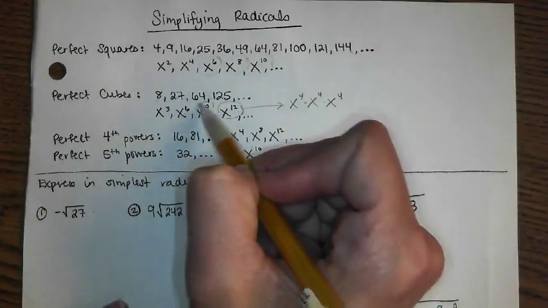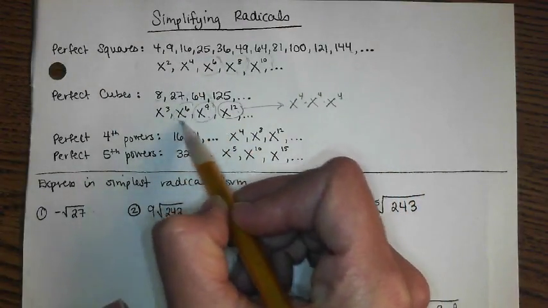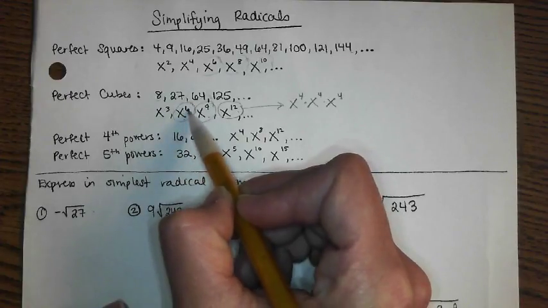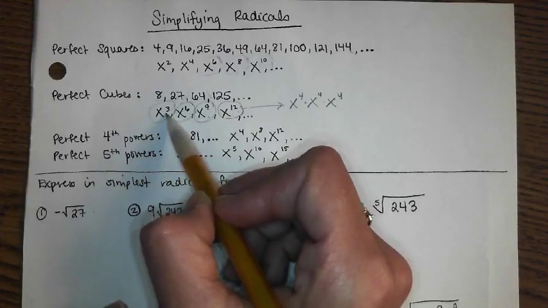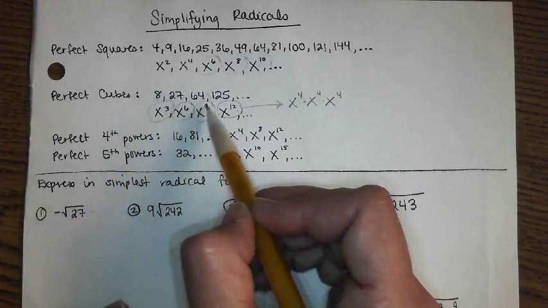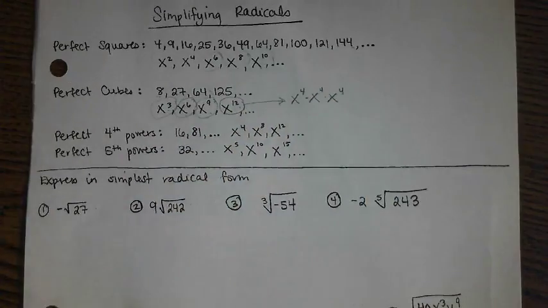What's the cubed root of this? X to the 3rd. What's the cubed root of this? X to the 2nd, and the cubed root of this is x. Essentially, you can just divide each of those by 3, and you'll get the new exponent for the cubed root.